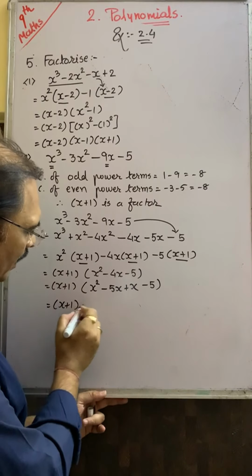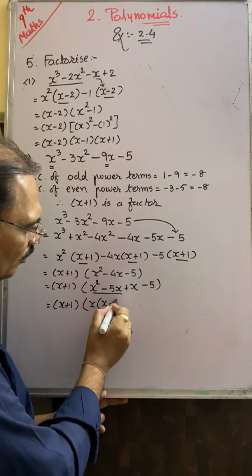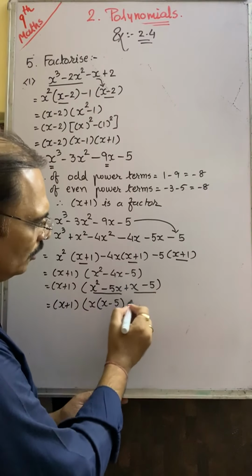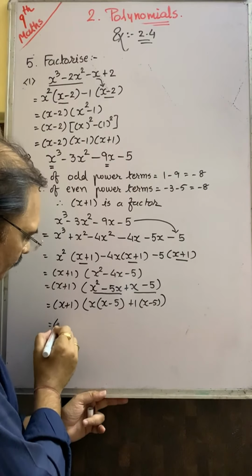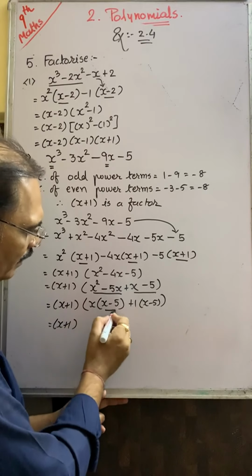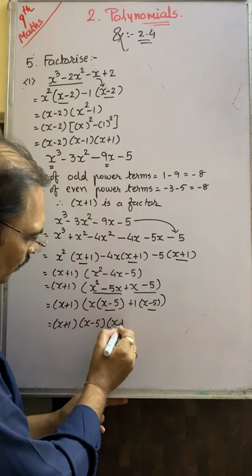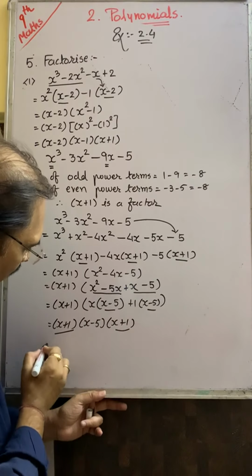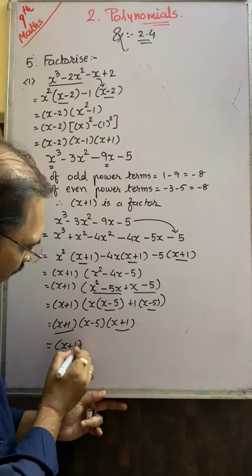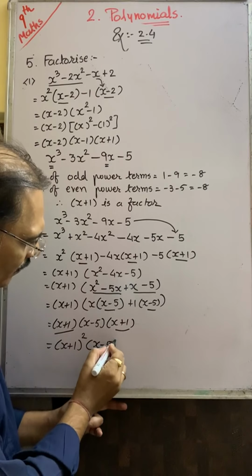X plus 1, keep it as it is. Out of the first two, take x common, x minus 5. Last two, plus 1 common, x minus 5. x plus 1 as it is, x minus 5 common, remaining is x plus 1. Now x plus 1 appears two times here, so in short I can write x plus 1 the whole square and x minus 5.